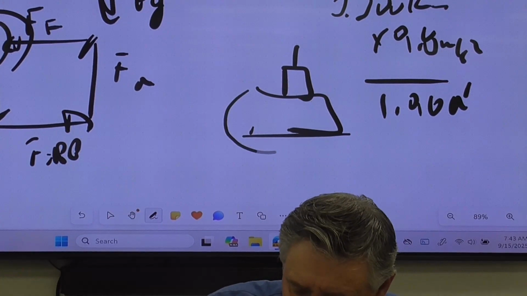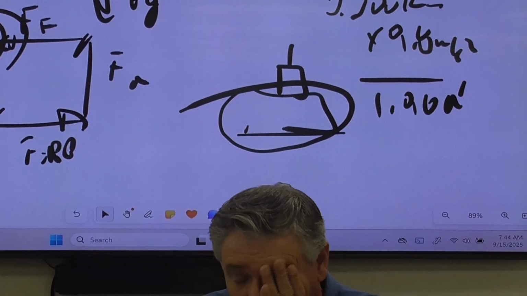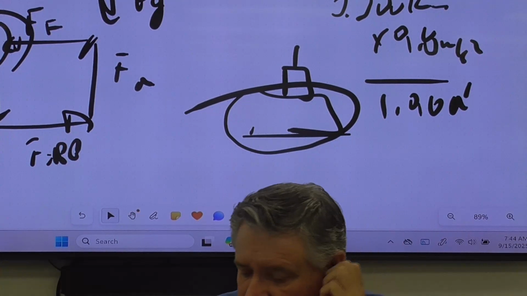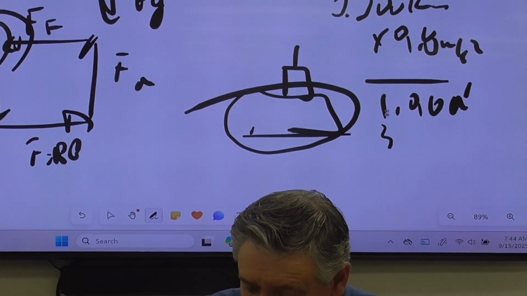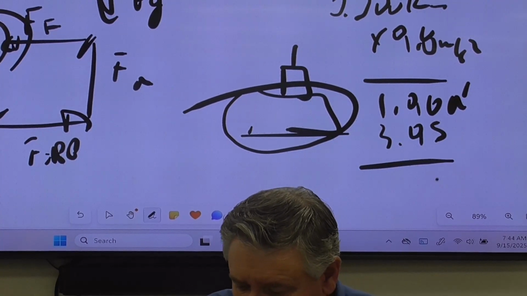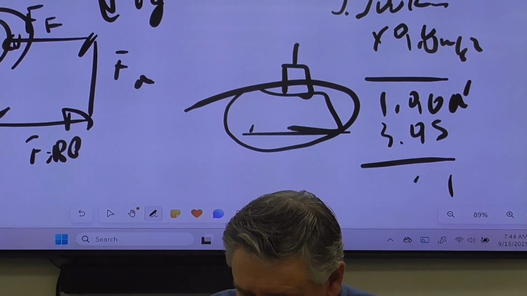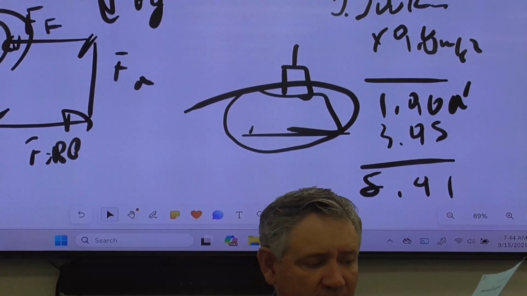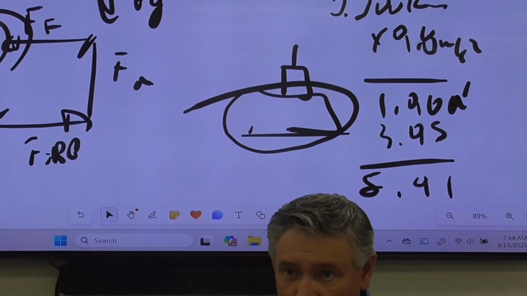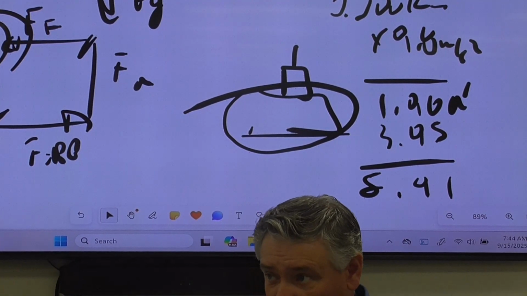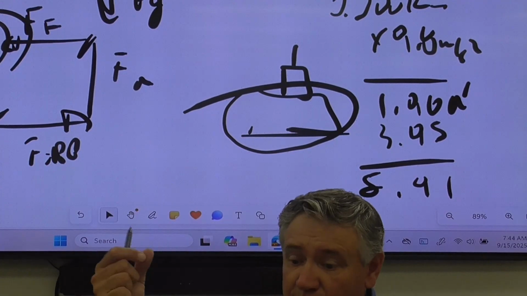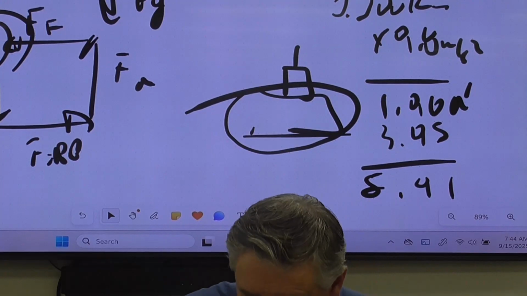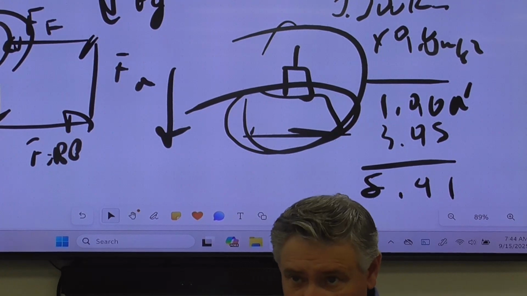Then you want to add that to the weight of the block. So Caitlin, what did your block weigh? Just the block itself. Oh, 3.95 newtons. Okay, so you're going to take 3.95 plus 1.96, 5.91. So your total F normal is going to be the total weight, which in your case would be 5.91 newtons. Because it's the 1.96 newtons, the 200 gram mass, plus the weight of the block. That's the total amount of downward force being exerted.